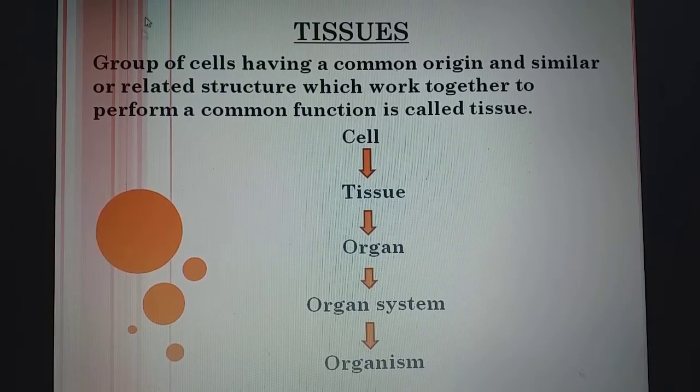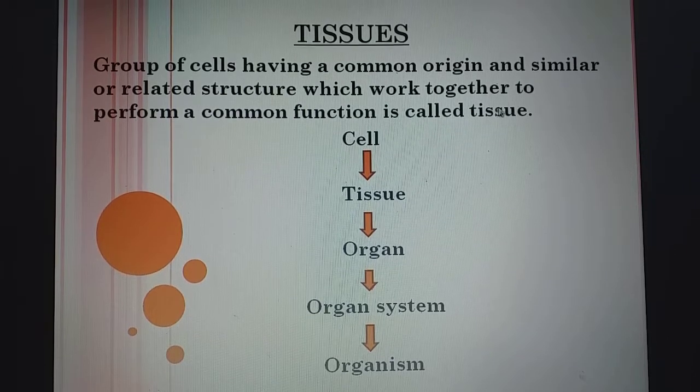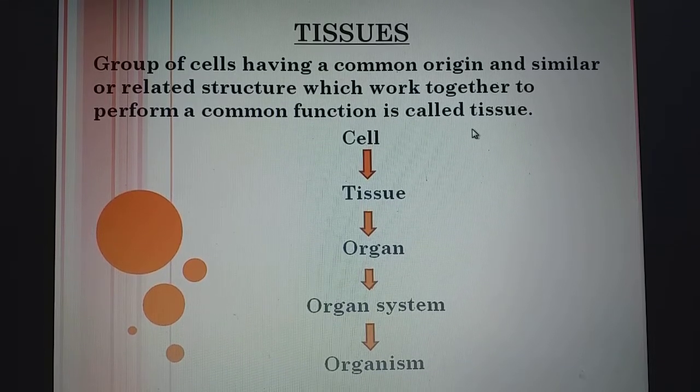So, tissues are groups of cells having a common origin and similar or related structure, which work together to perform a common function. That is called a tissue.